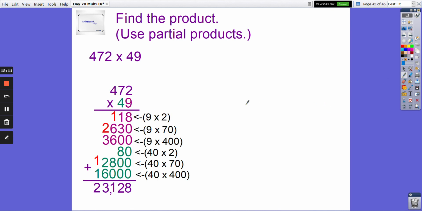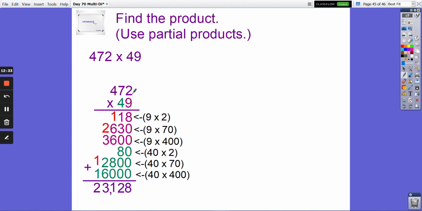Okay, here we go. So we had 9 times 2, which is 18, 9 times 7, which is 63, but that 7's worth 70, so it turns out to be 630. 9 times 4, which is 36, but that 4 is actually worth 400, so we get 3,600 because of the 2 zeros that are found in the 400.